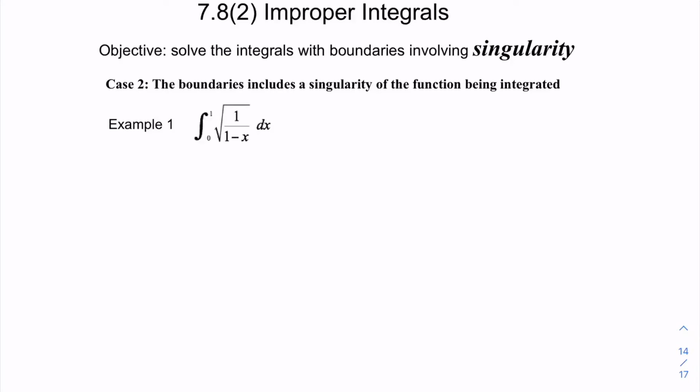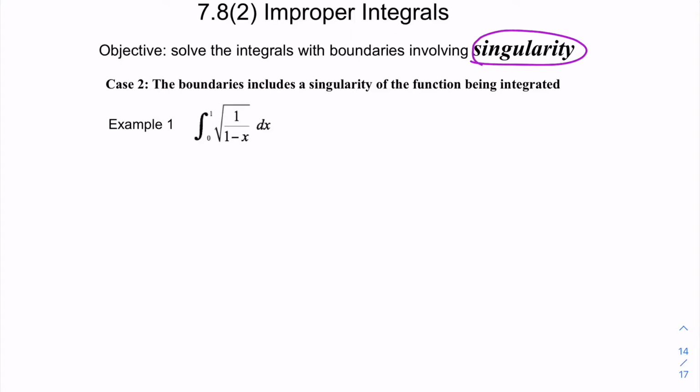Today we are going to go over 7.8 part 2, improper integrals. Last lesson we learned improper integrals where the boundaries are infinity or negative infinity. In this lesson we are going to deal with some types of problems where we have singularities.